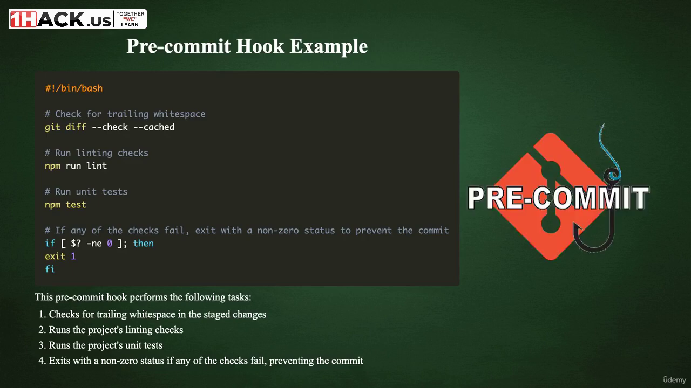Let's look at an example of a pre-commit hook that can be used to enforce code quality and best practices in your Git workflow. This pre-commit hook performs the following tasks. 1. Checks for trailing whitespace. The hook uses the git diff --check --cached command to identify any trailing whitespace in the staged changes. This helps maintain a clean and consistent code base. 2. Runs linting checks. The hook executes the project's linting command, in this case, npm run lint, to ensure that the code adheres to the defined coding standards and style guidelines.